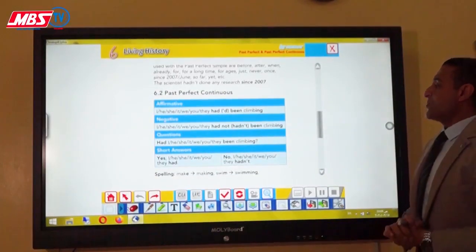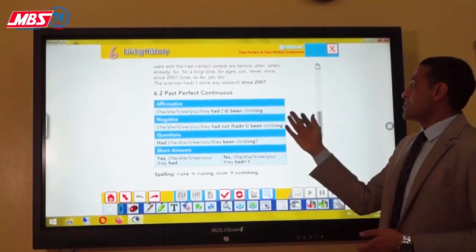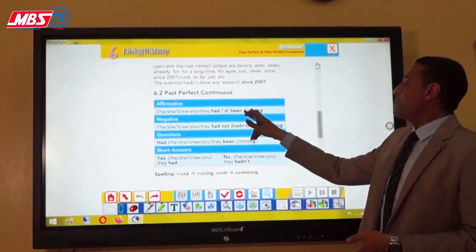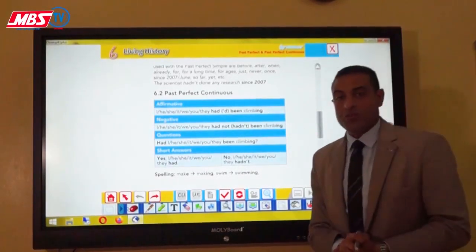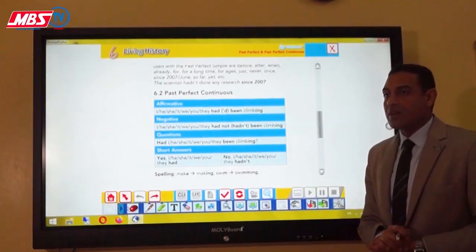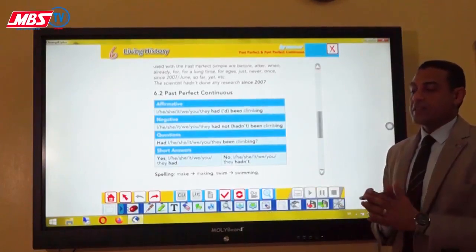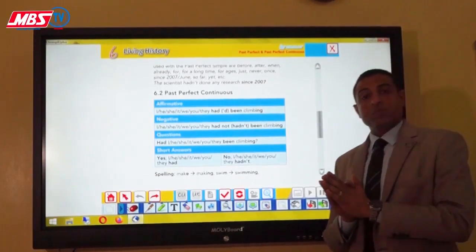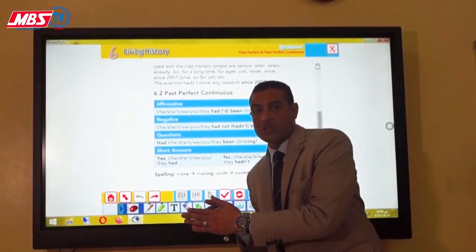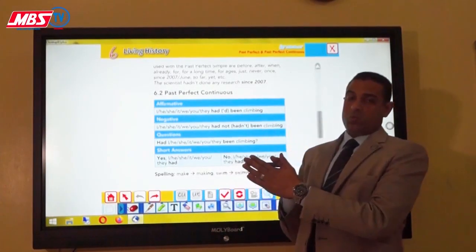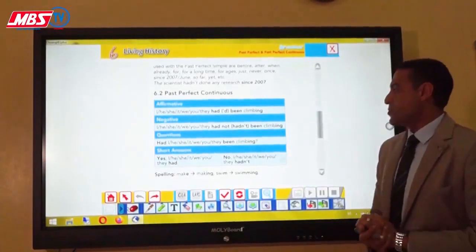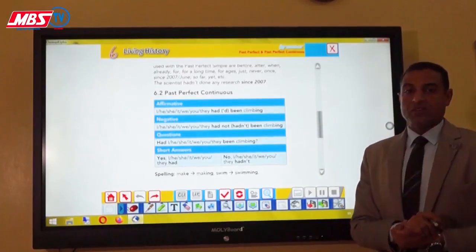And about the past perfect continuous: we can use had been together with the gerund form of the verb that ends in -ing. Simply, it expresses an action that was in progress during a specific time in the past. So how can we compare this one to the past continuous tense? We will check this now.